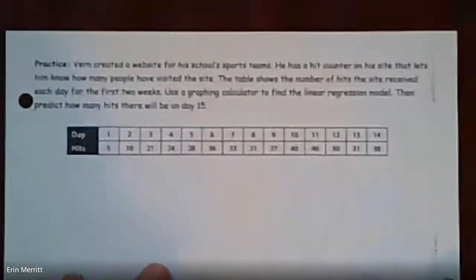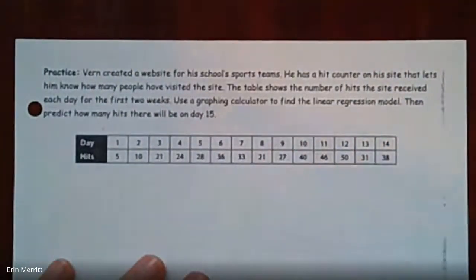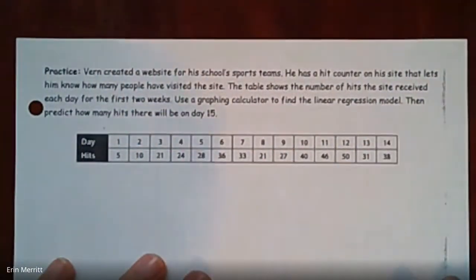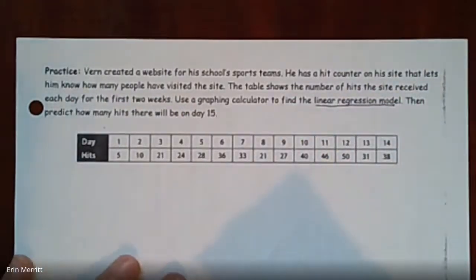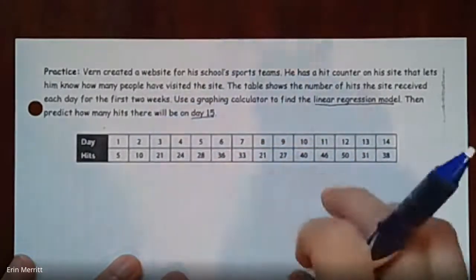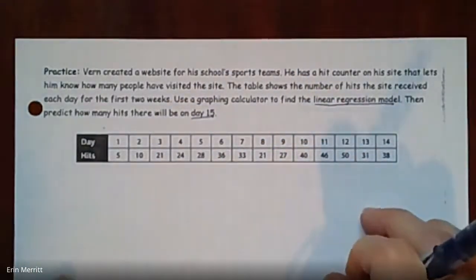All right. Last page, last example. All right, we got Vern here. So it says Vern created a website for his high school sports team. He has a hit counter on the site that lets him know how many people have visited the site. The table shows the number of hits the site received each day for the first 2 weeks. Use your calculator to find the linear regression model and then predict how many hits there's going to be on day 15. So you're going to create the model and then use it to predict a final answer here.